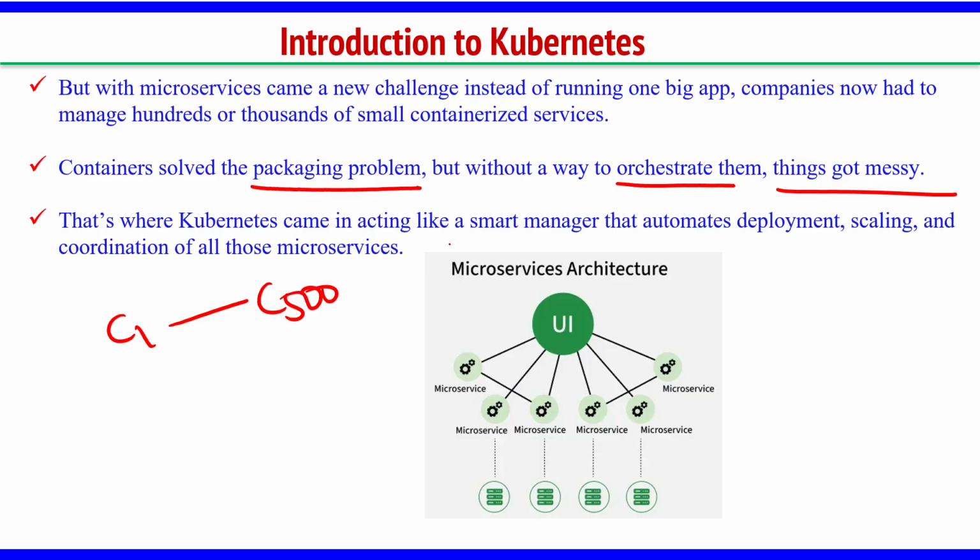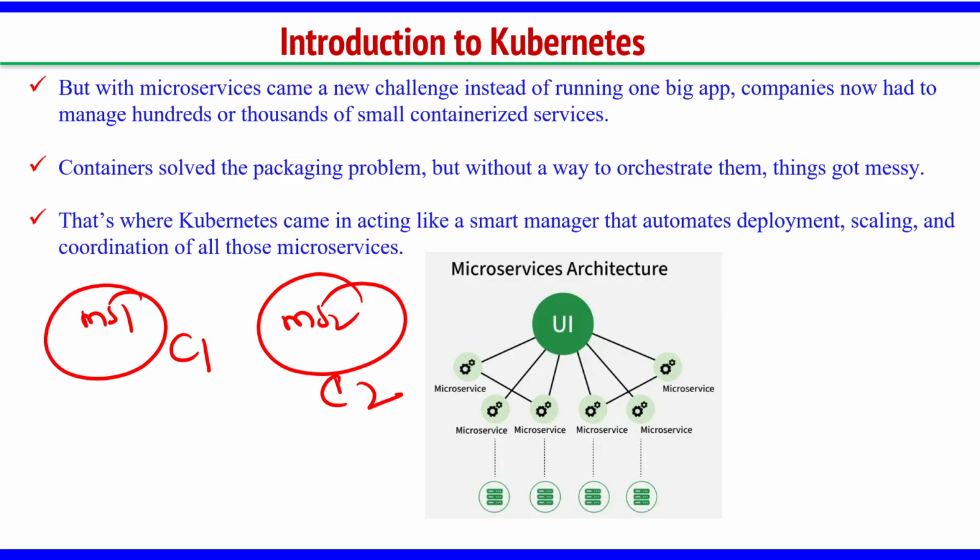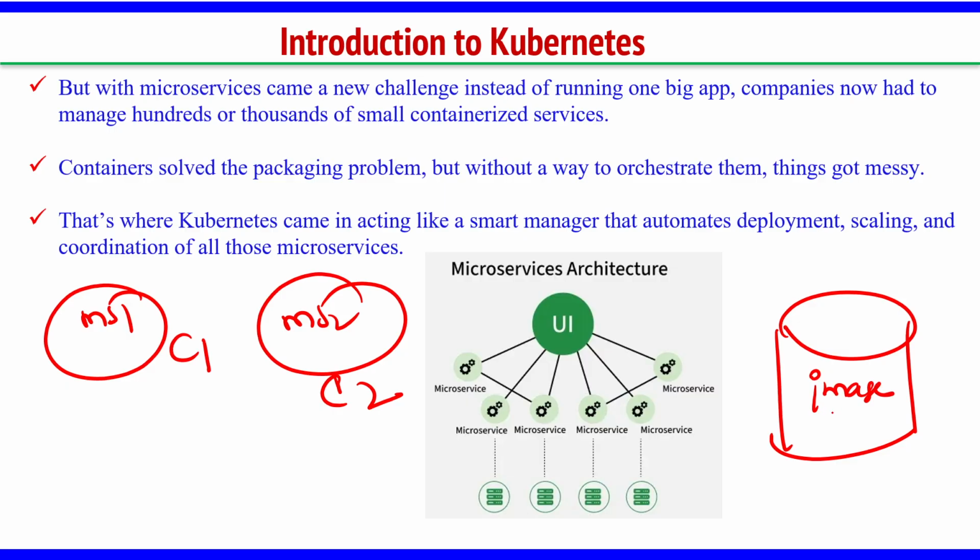That is where Kubernetes came in, acting like a smart manager that automates deployment, scaling and coordination of all those microservices. Basically, if I have microservice MS1, it will be in a container C1. If I have MS2, it is kept in a container C2. The container contains the image; the image of microservice 3 is in container 3. So the code of that application is converted into an image and that image is placed inside a container. Kubernetes manages them very well.